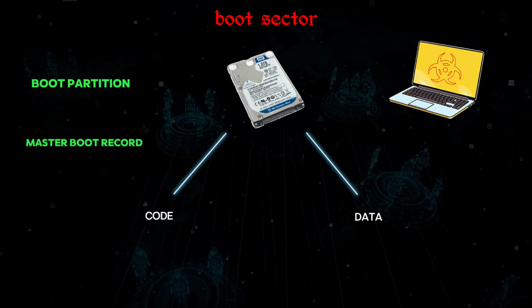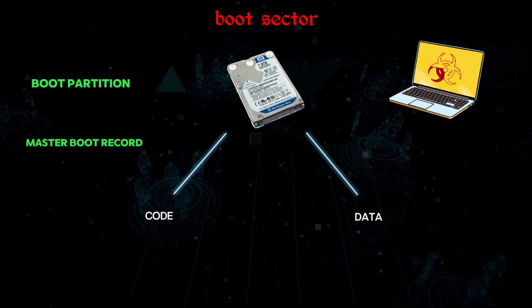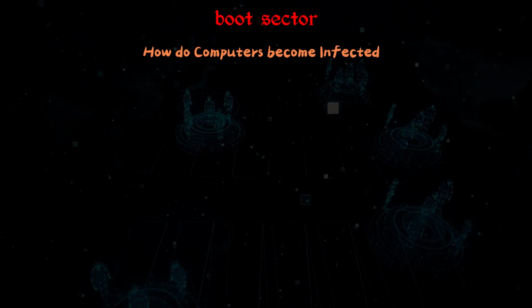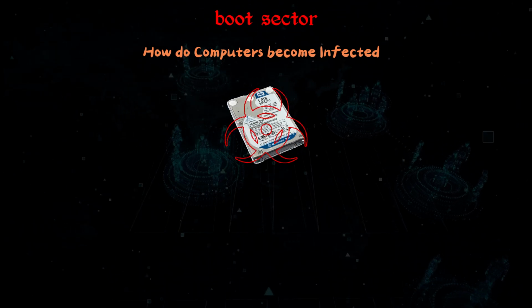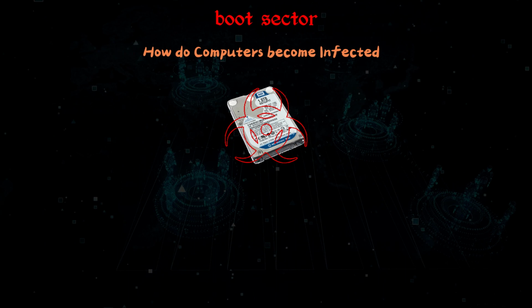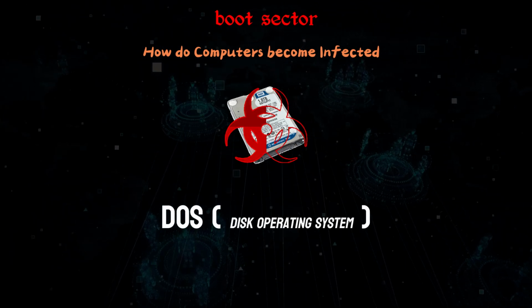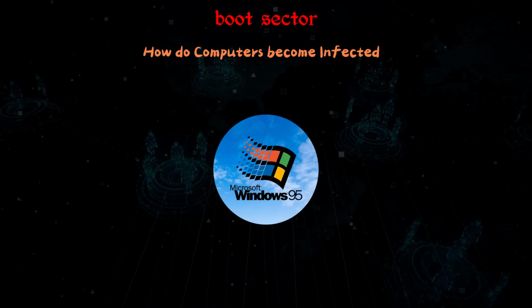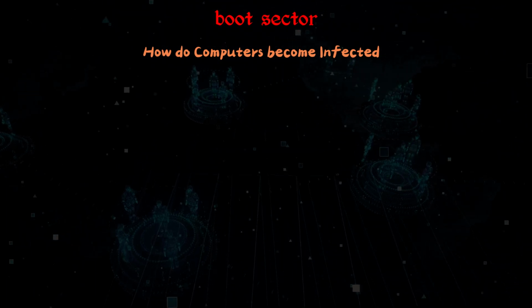Once a computer is infected, a boot sector virus will try to infect every disk that is accessed on the infected system. How do computers become infected? Computers become infected when starting up from an infected disk. The virus infects a computer at a basic input-output system level using DOS (disk operating system) commands to spread to other disks. After the appearance of Windows 95, boot sector viruses took a back seat for a while due to the limited use of DOS instructions.